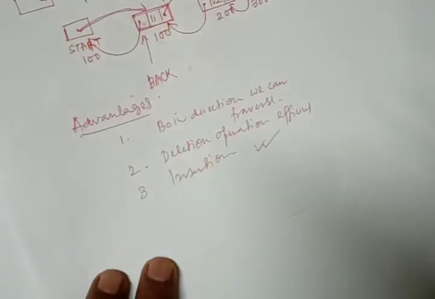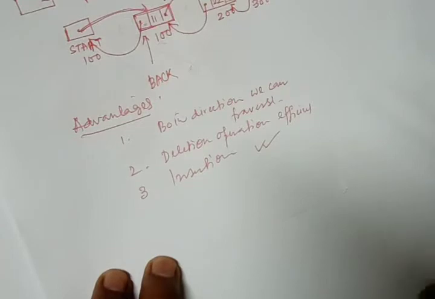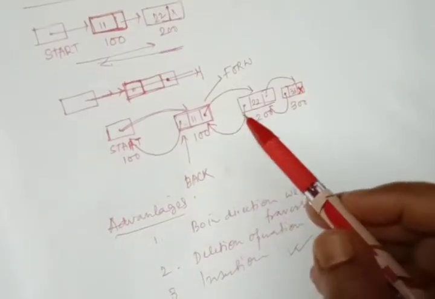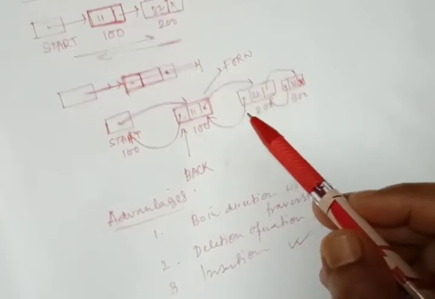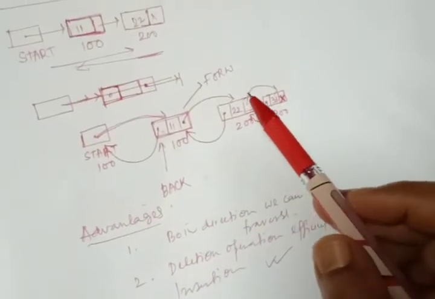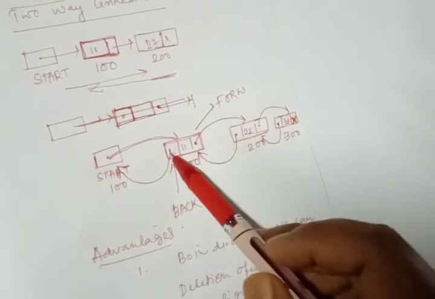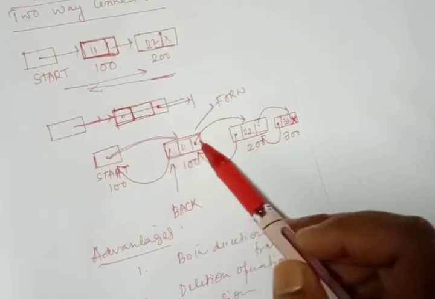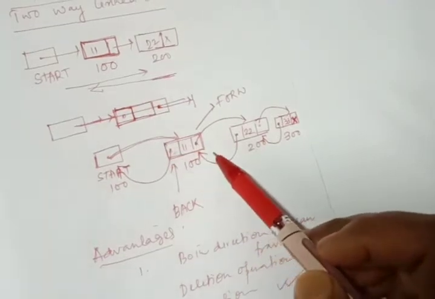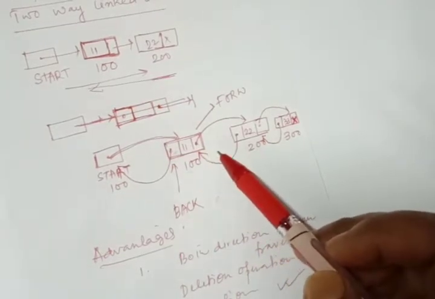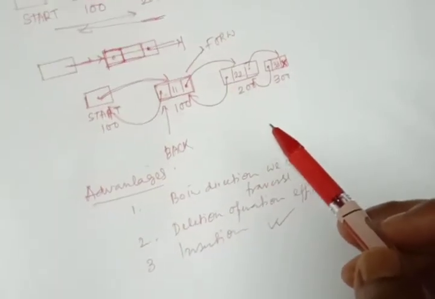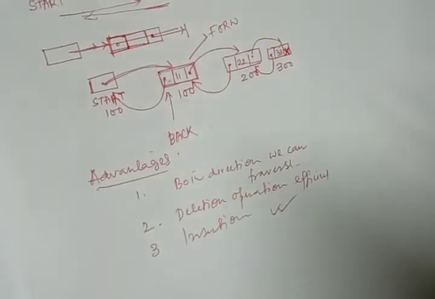Now what are the disadvantages? The disadvantage is simple: in a one-way list we have to maintain one pointer, and here we have to maintain two pointers. So this is one disadvantage we can consider. Also every node in a two-way list requires extra space for the previous node and next node. So in terms of space, it takes more space compared to the one-way list. So these are the disadvantages.